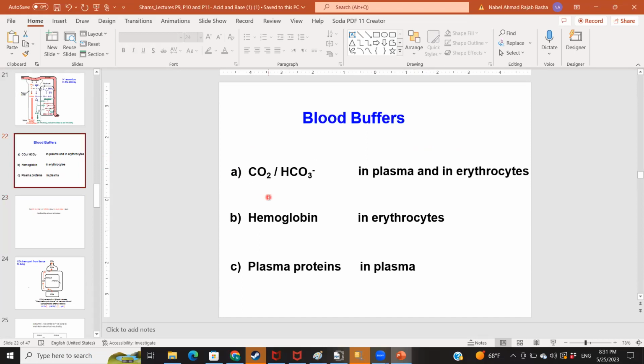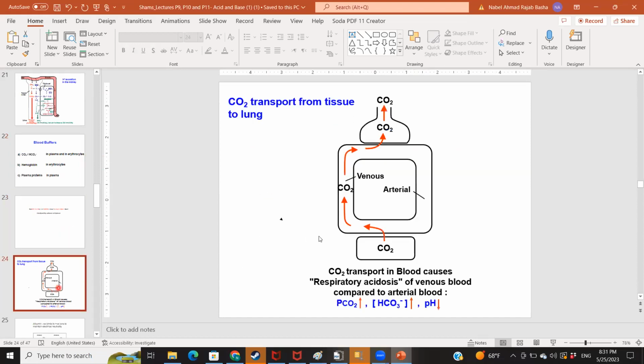Another buffer is hemoglobin. So I showed you this picture before. We have CO2, as I told you, it leaves the peripheral tissues, moves in the blood, and then is expired by the lungs. But the process is actually not as simple as it sounds. So CO2 is produced by metabolism, and then it will react with water to form carbonic acid.